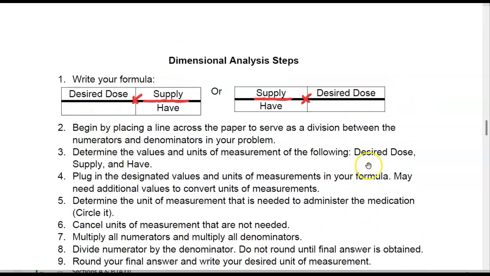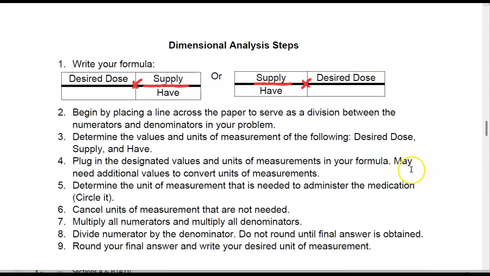Number 2, begin by placing a line across the paper to serve as a division between the numerators and denominators in your problem. So basically, you can start by doing that, right? So your numerators and denominators.